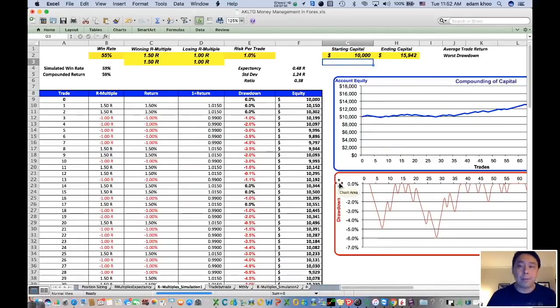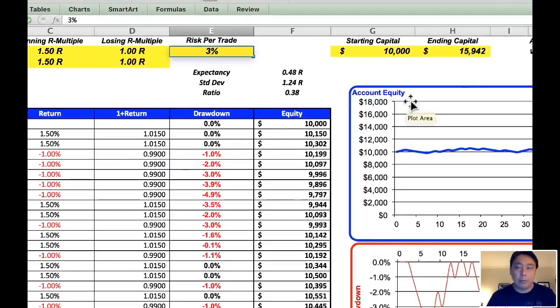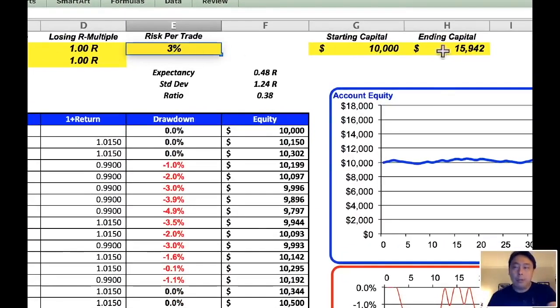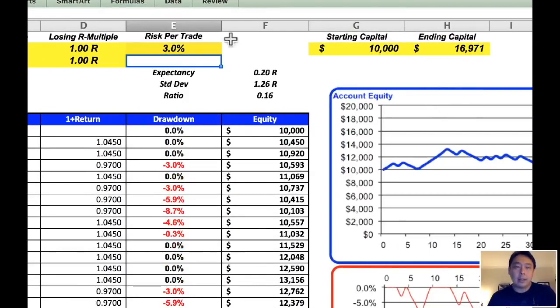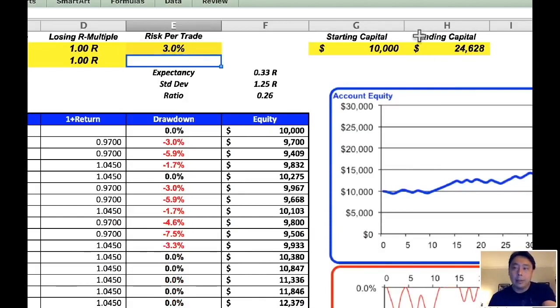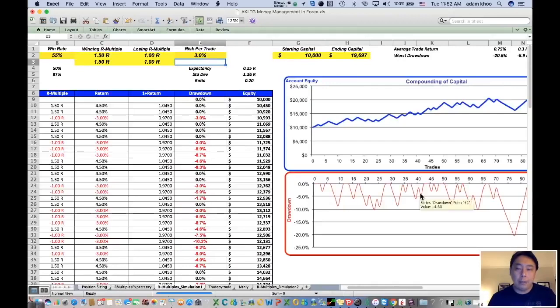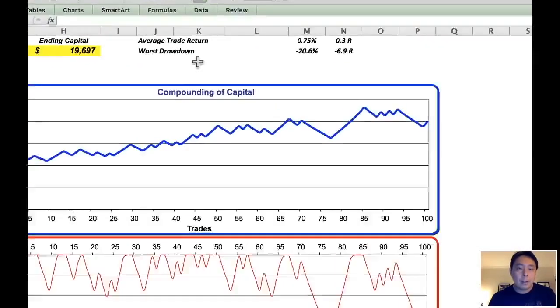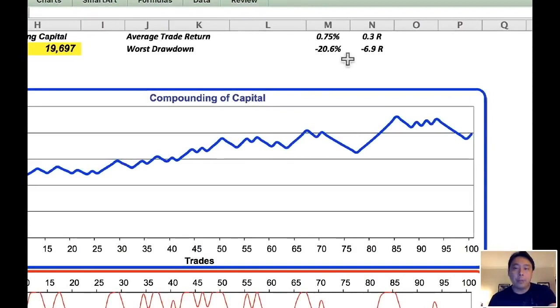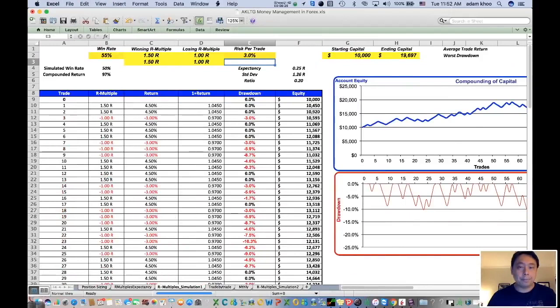And again, notice if you risk 3%, what happens to your capital? Boom, it gets higher. With 3%, you can see on average your ending capital is higher. You make more, the more you risk. But when you risk more, what happens? You find that your worst drawdown becomes 20%. Drawdown is your drop in capital. So with a higher risk, you have to take a higher level of drawdowns.